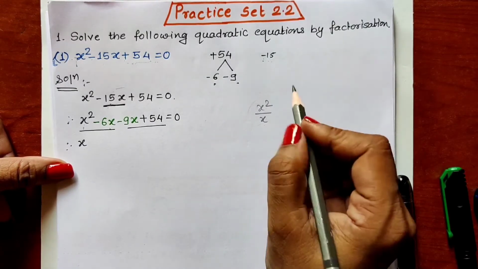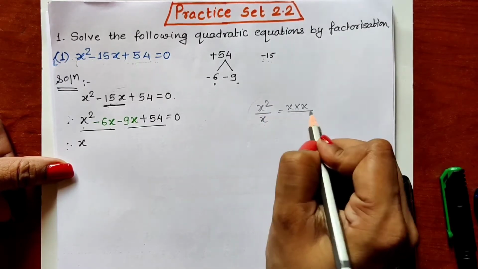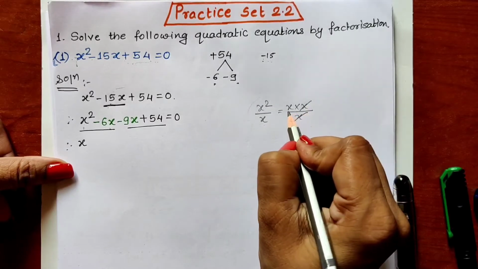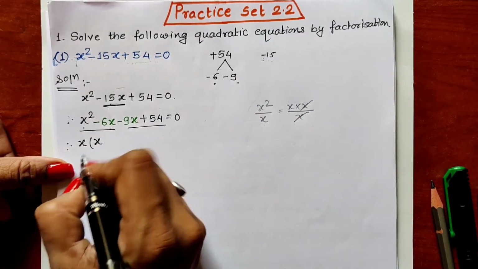So when we divide x square by x, what do we get? X square means x into x. Divide by x, so one x gets cancelled. One x is remaining. That x we have to write inside the bracket, minus.